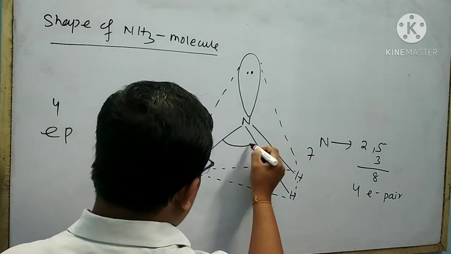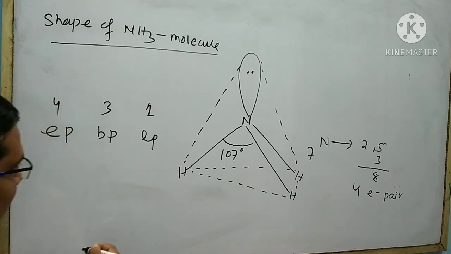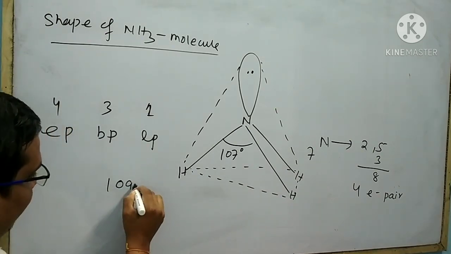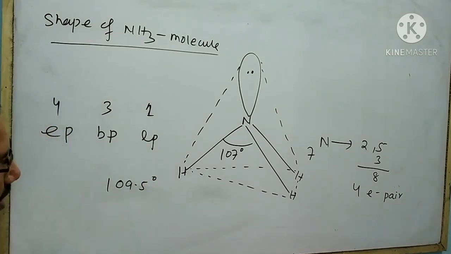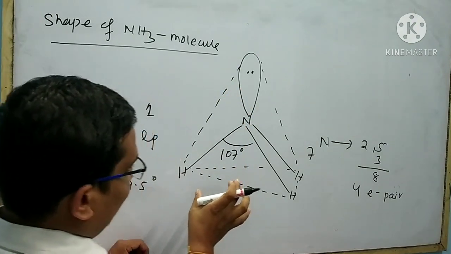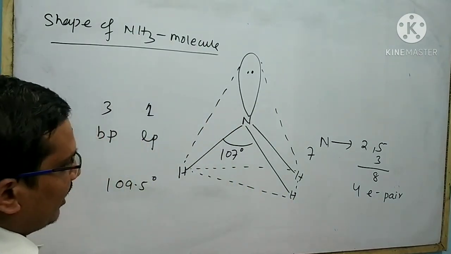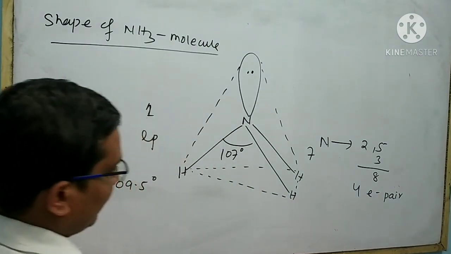This tetrahedral is said to be a distorted tetrahedral. Here the bond angle is 107 degree. In a regular tetrahedral the bond angle is 109.5 degree. Due to the presence of this lone pair, the bond angle is squeezed. As a result, the new bond angle is 107 degree.